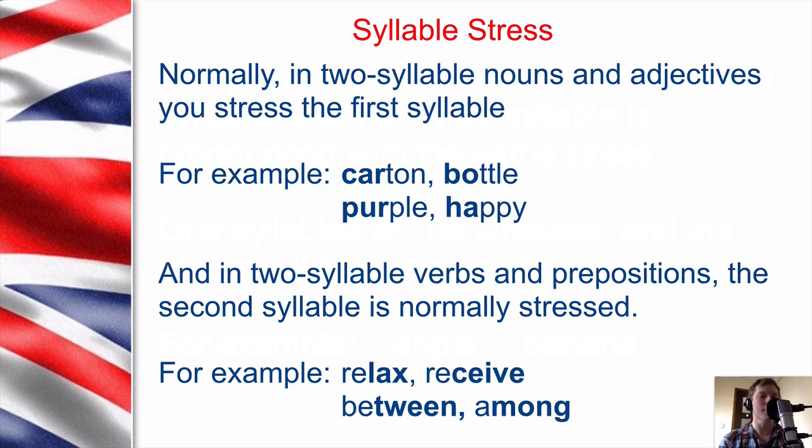And in two-syllable verbs and prepositions, you normally stress the second syllable. For example, relax, receive, between, among. So you wouldn't say RElax, REceive, BEtween, and AMong. You would say relax, receive, between, and among.